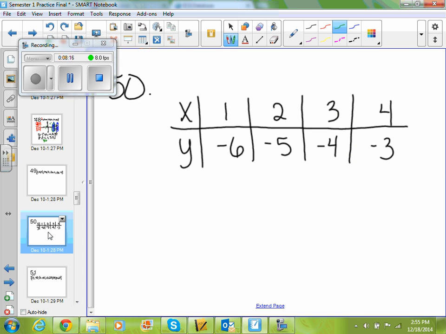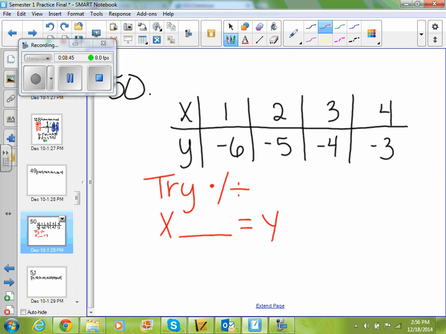So if I look at 50, I'm given the table x, y, where x is 1, 2, 3, and 4, and y is negative 6, negative 5, negative 4, and negative 3. And I need to determine the relationship between the x's and y's. First thing I always try is multiplication or division. So I take my x value and I'm doing something to that x to make it equal my y value.